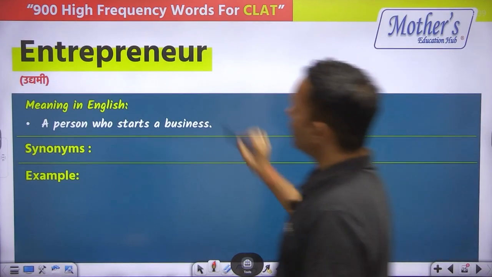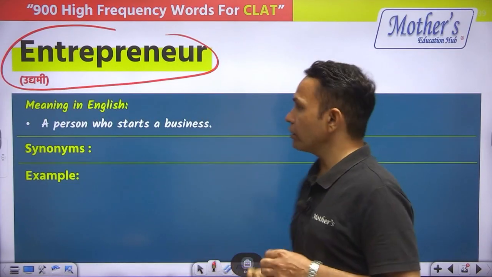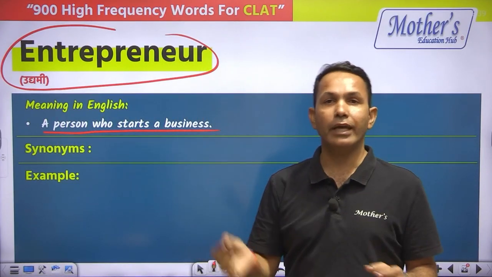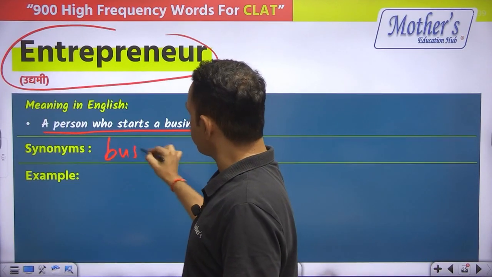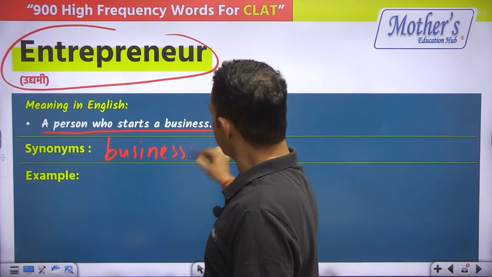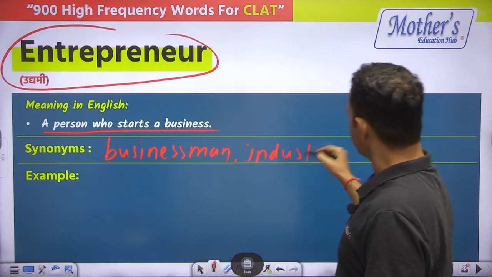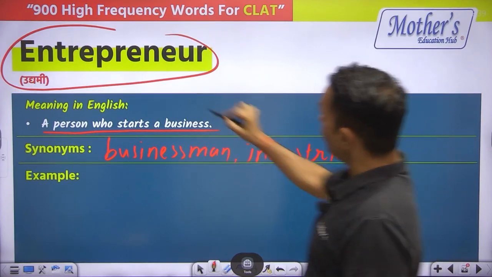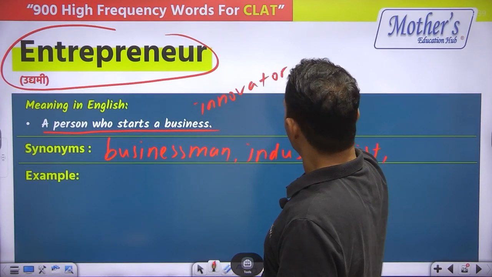Our next word is entrepreneur. Dear students, entrepreneur means a person who starts a business. So simply entrepreneur means businessman. An industrialist, an innovator, a founder.